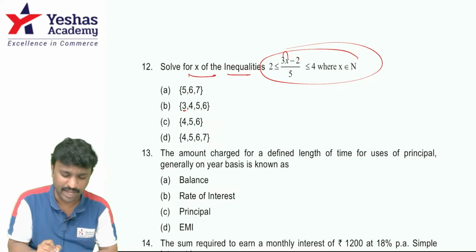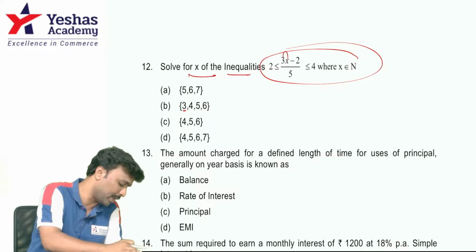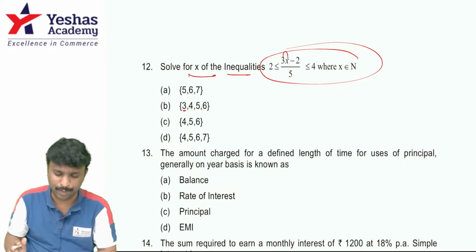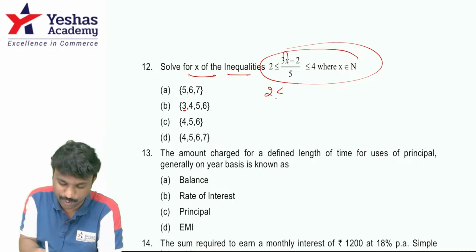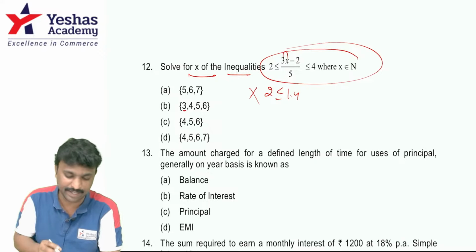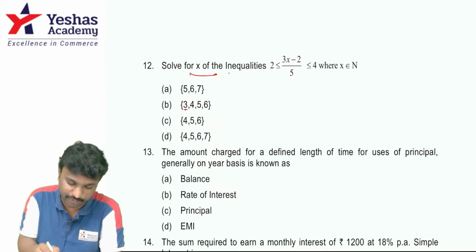7 divided by 5 is what? It's less than 2, yes or no? 7 divided by 5 is 1.4. Is 2 less than or equal to 1.4? Definitely it doesn't satisfy. Let us hit 4 now.